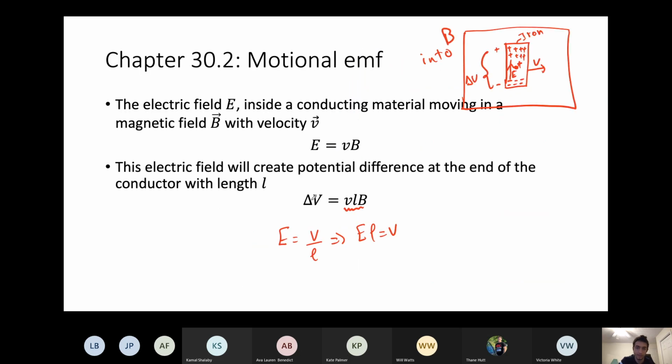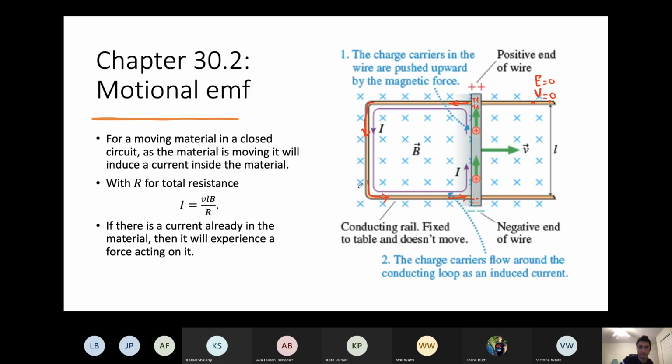So we know that V is equal to the velocity multiplied by the length multiplied by the magnitude of the magnetic field. And you know that V is equal to IR. So that means that I is equal to V over R. And that's basically what we've done here. V is just equal to the velocity multiplied by the length multiplied by the magnetic field. And R is just the total resistance in this circuit, in this square.